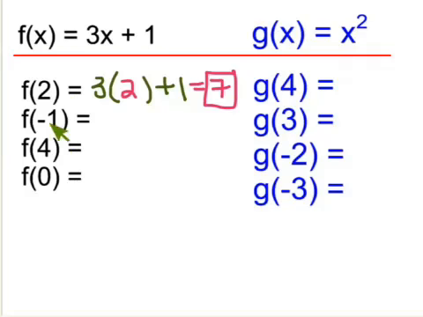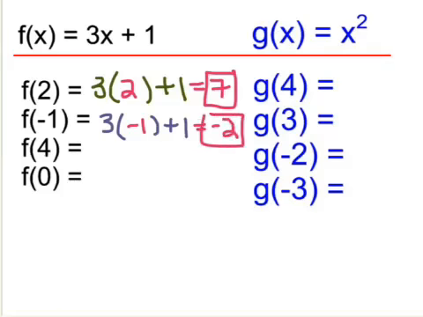Now let's go to f of negative 1. f of negative 1 means that you need to take the machine, which is 3 times the input plus 1, and put negative 1 into it. So we have to follow order of operations. 3 times negative 1 is negative 3. Negative 3 plus 1 is negative 2. So the answer to f of negative 1 is negative 2.